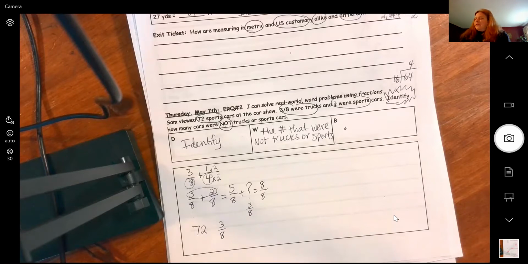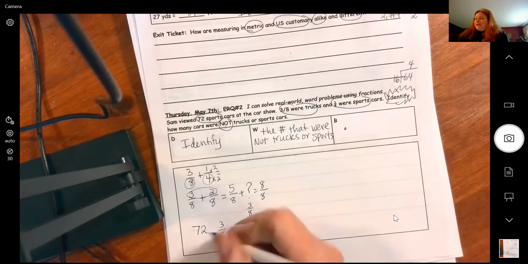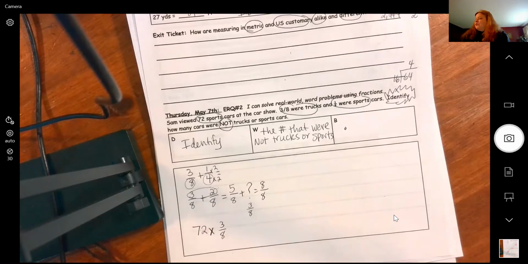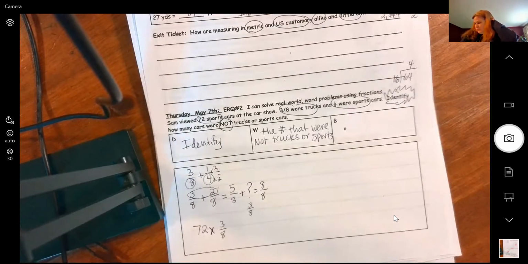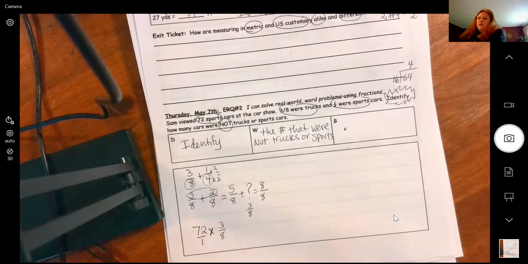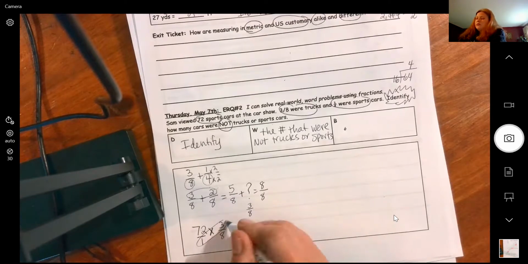Did anyone hear that word in there? Yeah, of. 3/8 of 72. All right, this is multiplication. This was quarter 3. So how do we solve? We have a whole number. What do I need to do? Yep, throw it over 1. You can reduce it before or after.